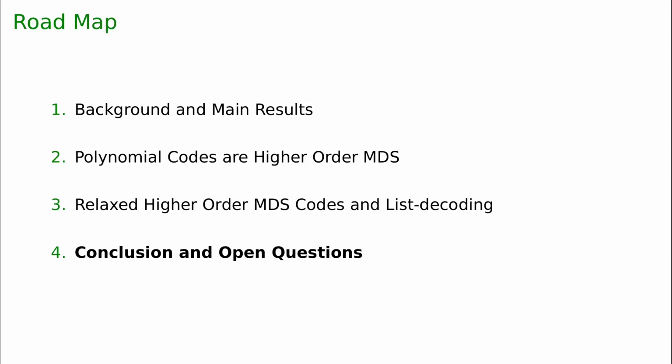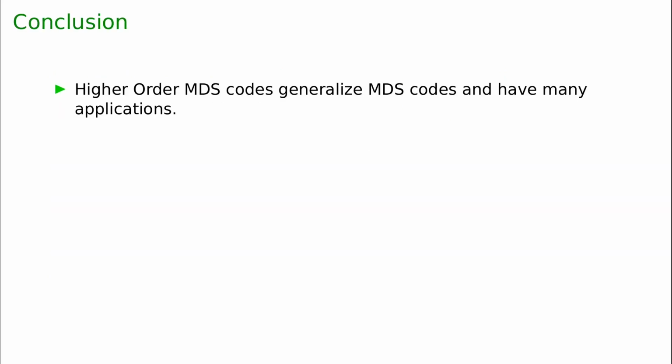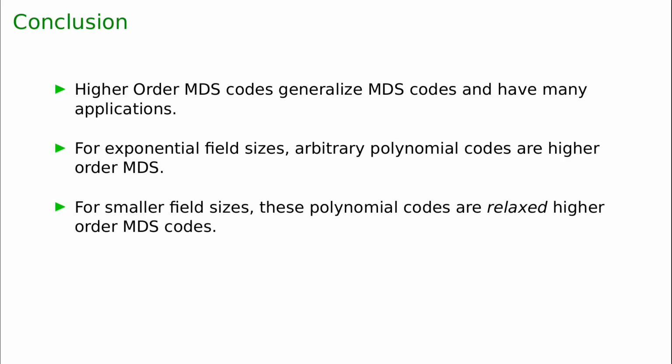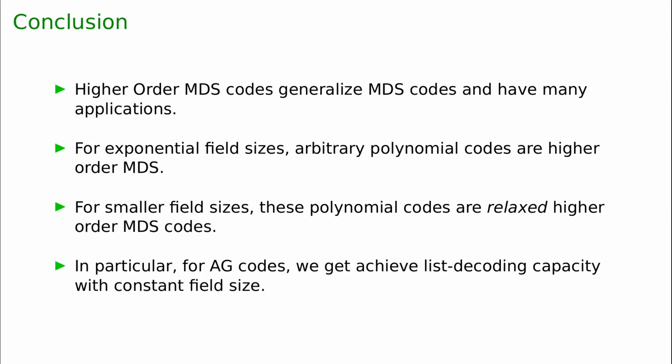So now let's recap and discuss some open questions. First, higher order MDS codes generalize MDS codes and have many applications, as we've seen, from list decoding to other problems. For exponential field sizes, arbitrary polynomial codes are higher order MDS. In particular, they have many nice properties as a result. For smaller field sizes, we can relax the notion of higher order MDS and show that these polynomial codes are relaxed higher order MDS. In particular, for algebraic geometry codes, we get list decoding capacity achieving codes with constant field size.